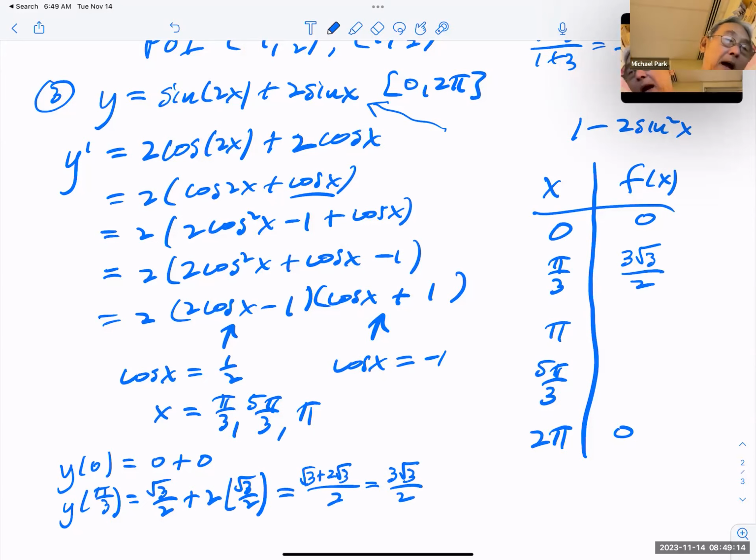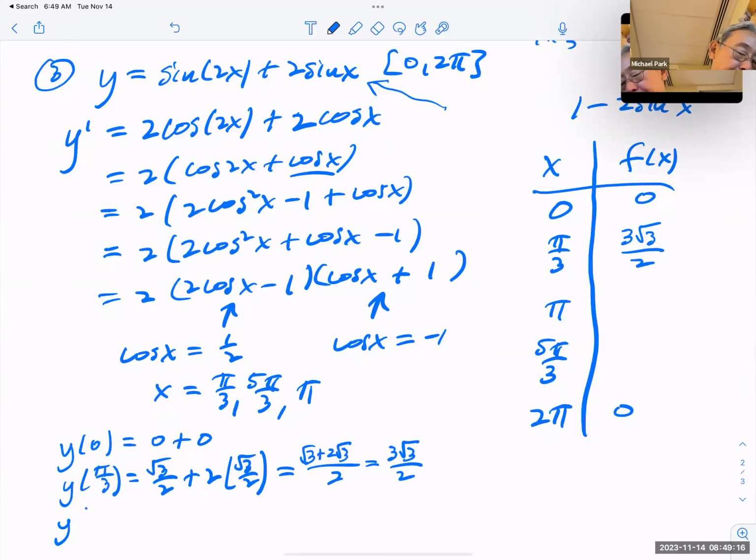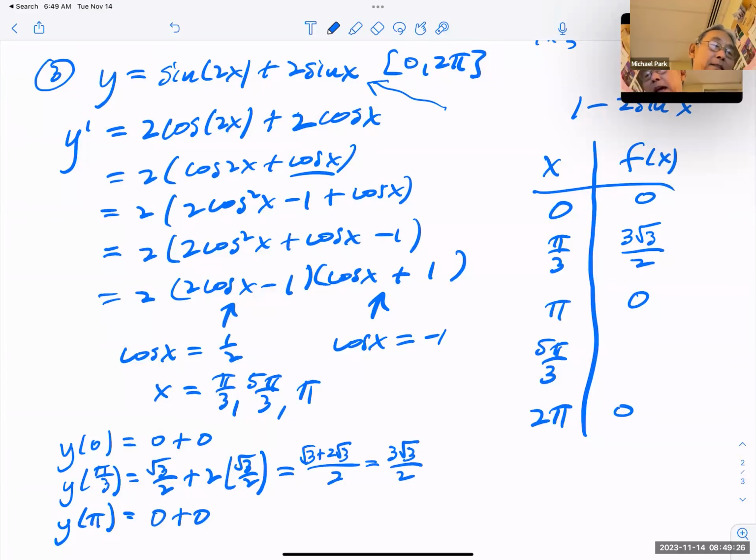Okay, let's plug in pi now. If you plug in pi, sine of 2 pi is 0, and sine of pi is also 0. Hey, you get 0 again.